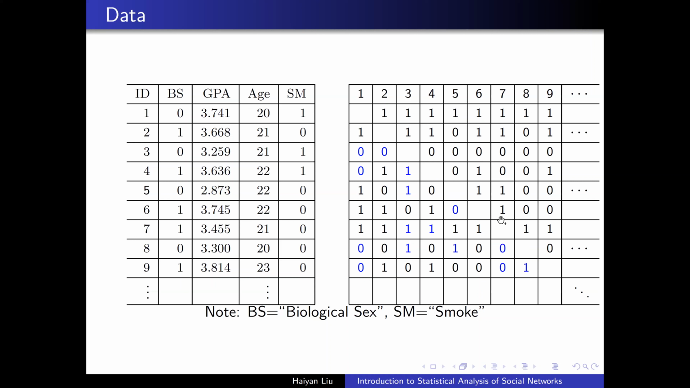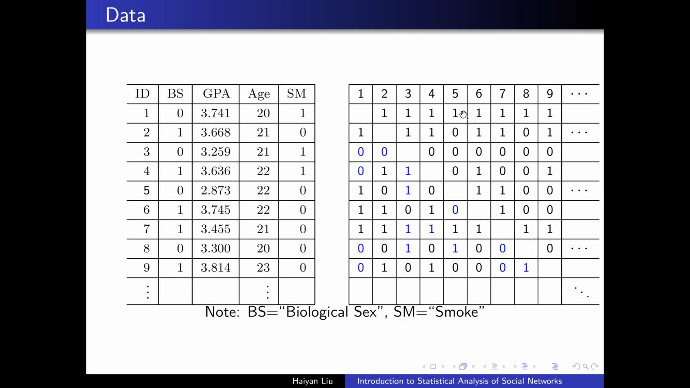What does that mean? It means that student 3 rated student 1 as not a friend, so we fill 0 here. However, student 1 rated student 3 as a friend, so we have 1 here, but we have 0 here. So this matrix is asymmetric. This is because we use self-reported friendship data, which is directional.